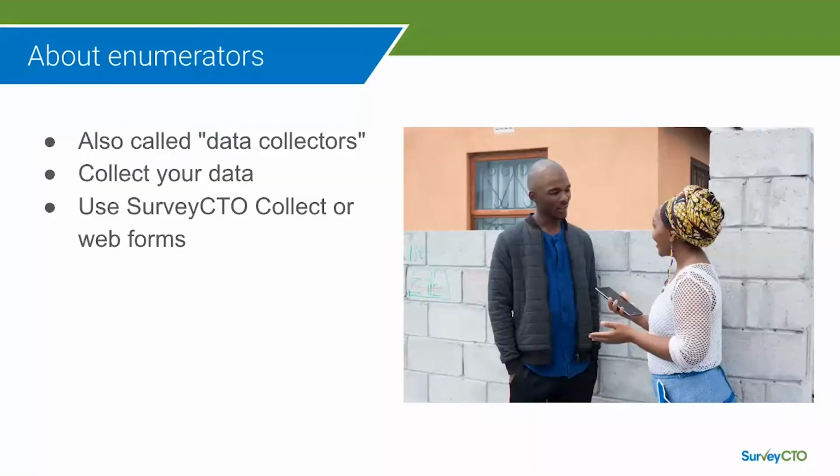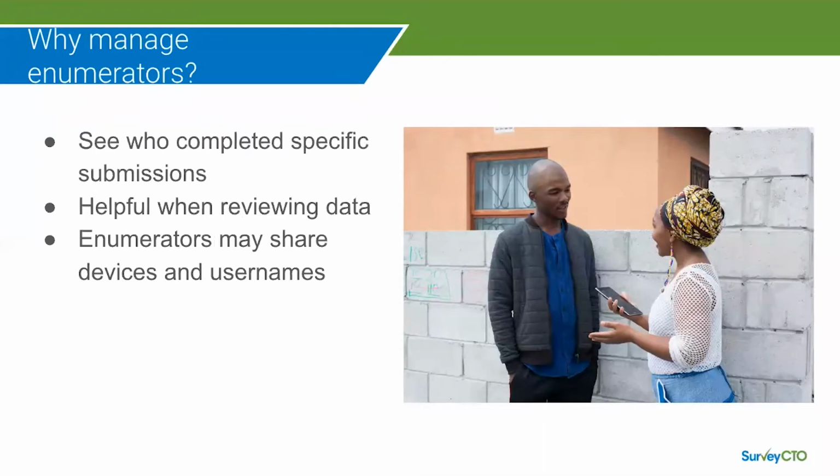Enumerators are responsible for collecting your data. They can either talk to respondents in person, call them on the phone, or whatever works best for your own workflow. Enumerators will use SurveyCTO Collect or web forms to collect your data. It can be important to record which enumerators completed which submissions.